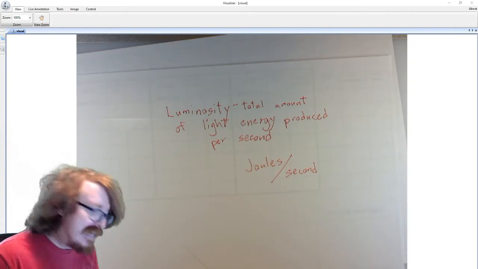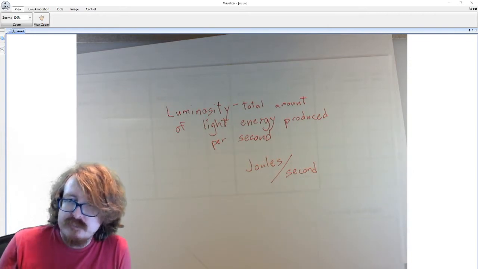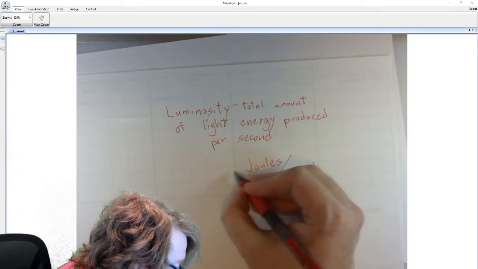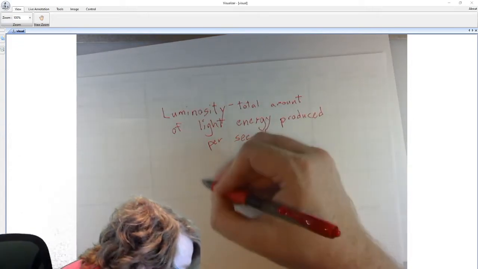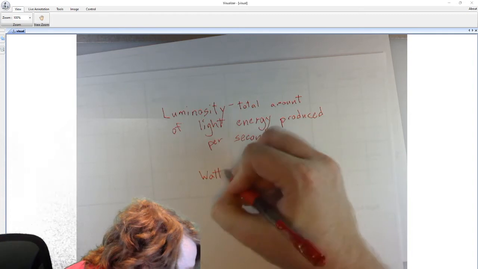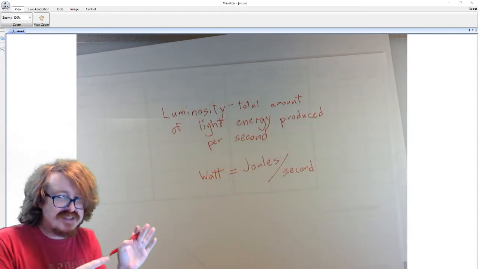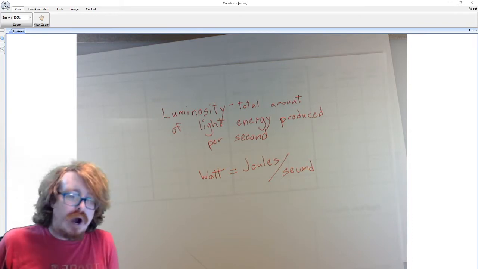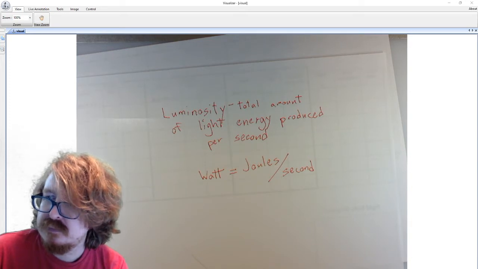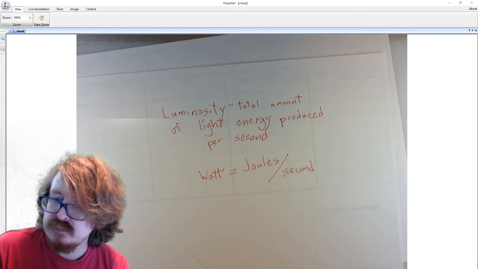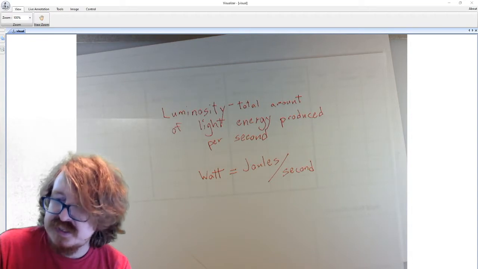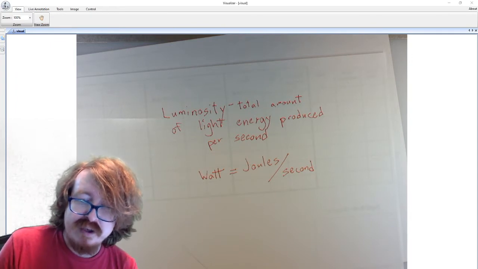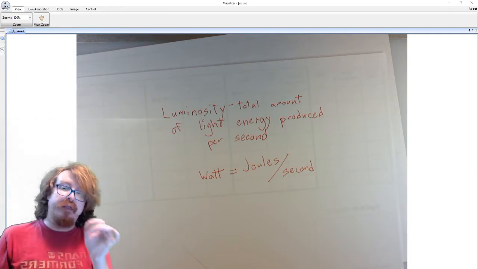But you have seen joules per second before. It's measured in joules per second. Joules per second is another name for a watt. Have you guys heard of watts before? A watt and a joule per second are the same thing. Where have you seen watts before? Light bulbs. Light bulbs always have their wattage written on them somewhere.